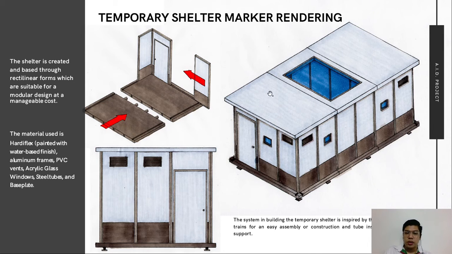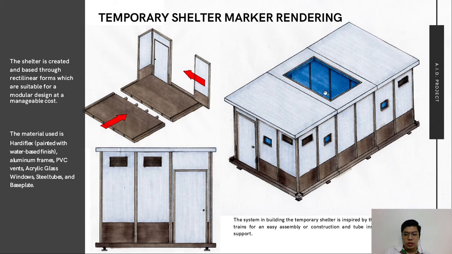So the Hardiflex is the one used as the boards here and here. It's painted dark gray on the bottom and light gray on the top to avoid dirt forming. It also uses aluminum frames, which is the one present here. It acts as a support to the panels. These are the PVC vents. It has a layer of netting in the back, which is used for mosquitoes and other insects.